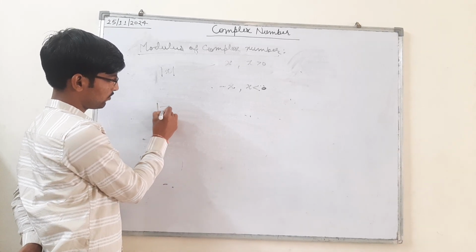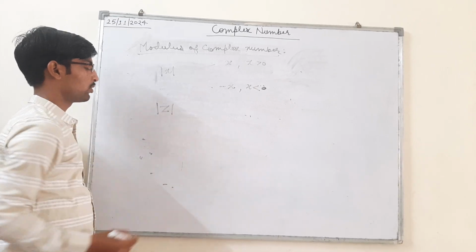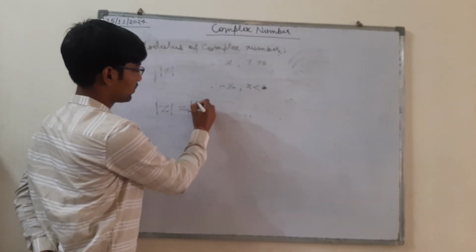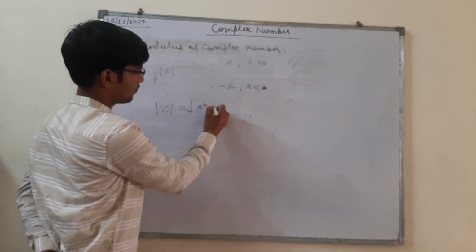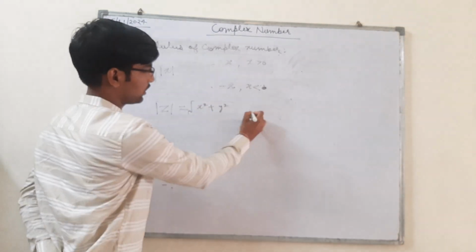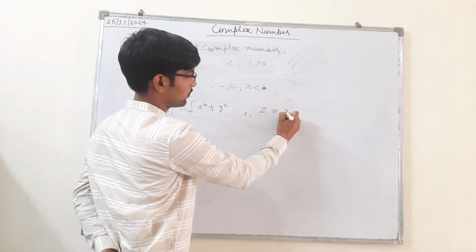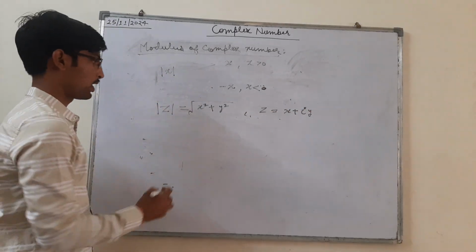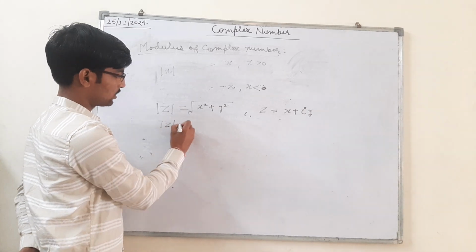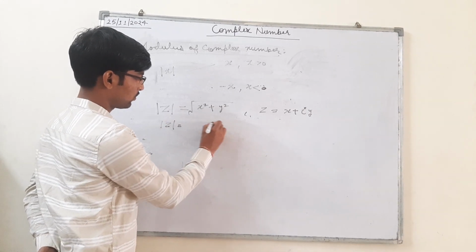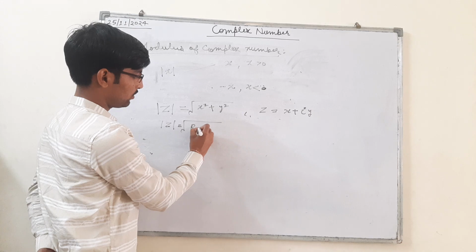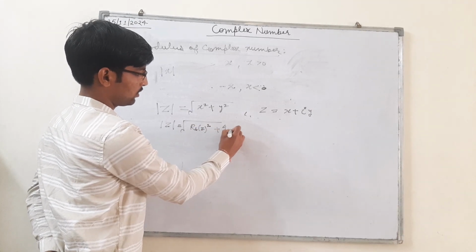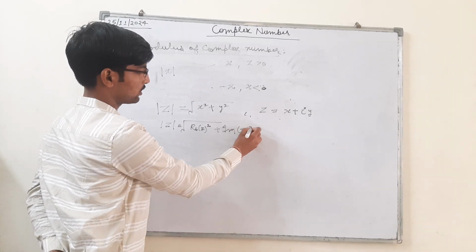And the same thing here, if we find mod z, then mod z equals the square root of x square plus y square, if z is equal to x plus iota y. It means mod z is equal to the square root of the real part of z squared plus the imaginary part of z squared.